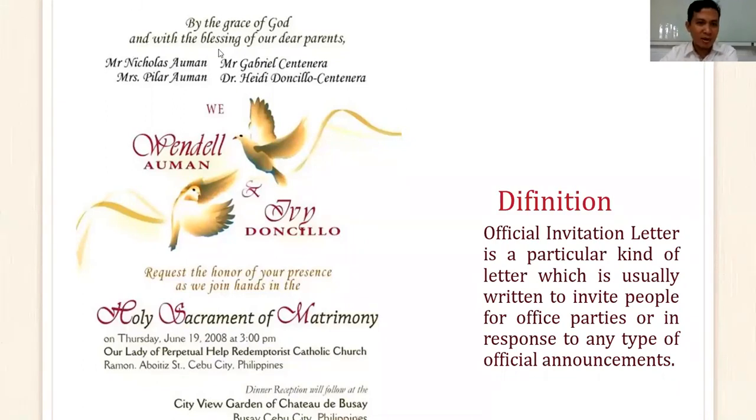By the grace of God and with the blessing of our dear parents, Mr. Nicholas Auman, Mrs. Pilar Auman, Mr. Gabriel Centenera, Dr. Heidi Doncilla Centenera, we, Vandal Auman and Ivy Doncillo, request the honor of your presence as we join hands in the holy sacrament of matrimony. Okay, here, look at this one.